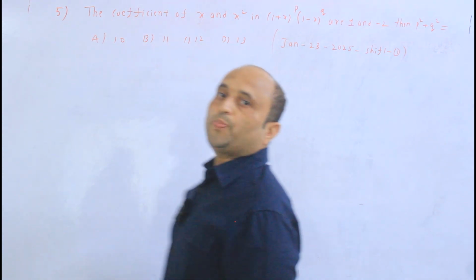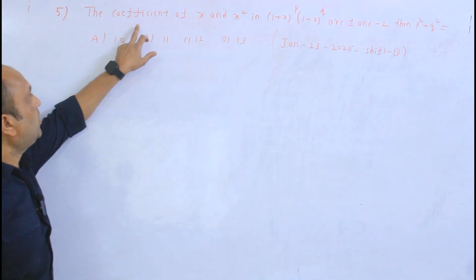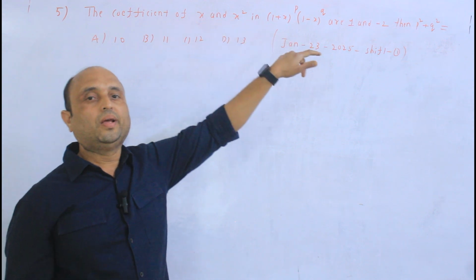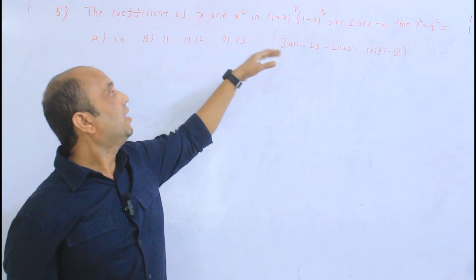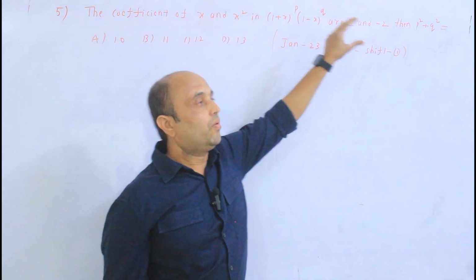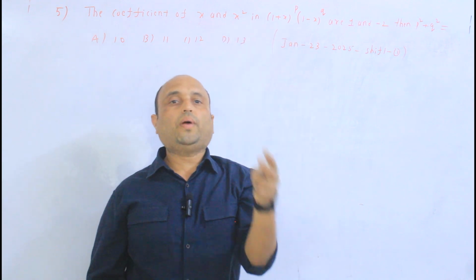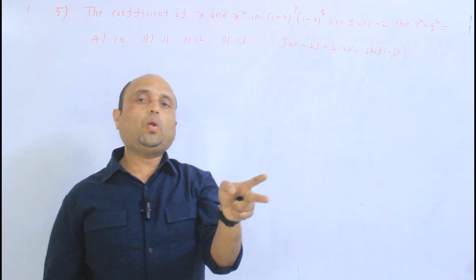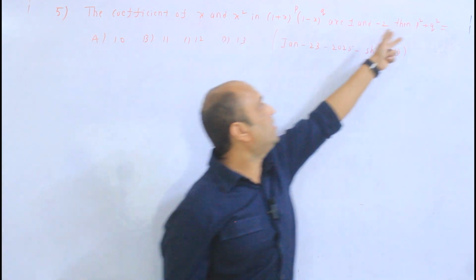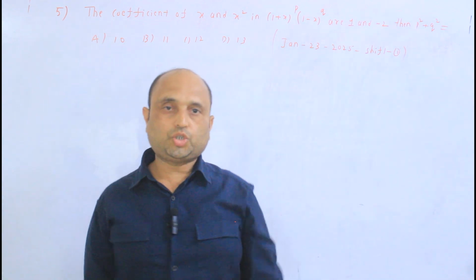So in this expansion, find the coefficient of x and x square. Coefficient of x is 1. Coefficient of x square is minus 2. Find the two equations and solve for p and q. Then substitute in this, and we get the answer. This is a simple question.